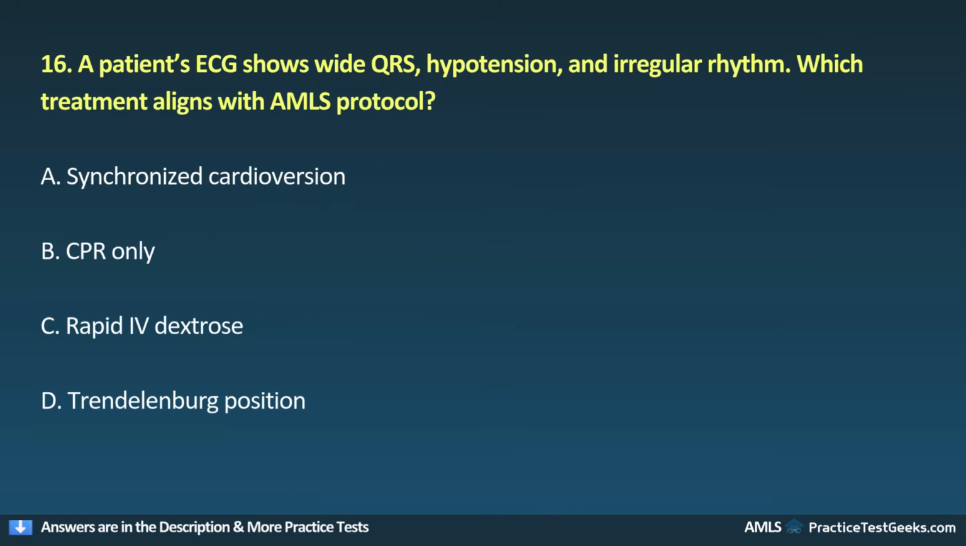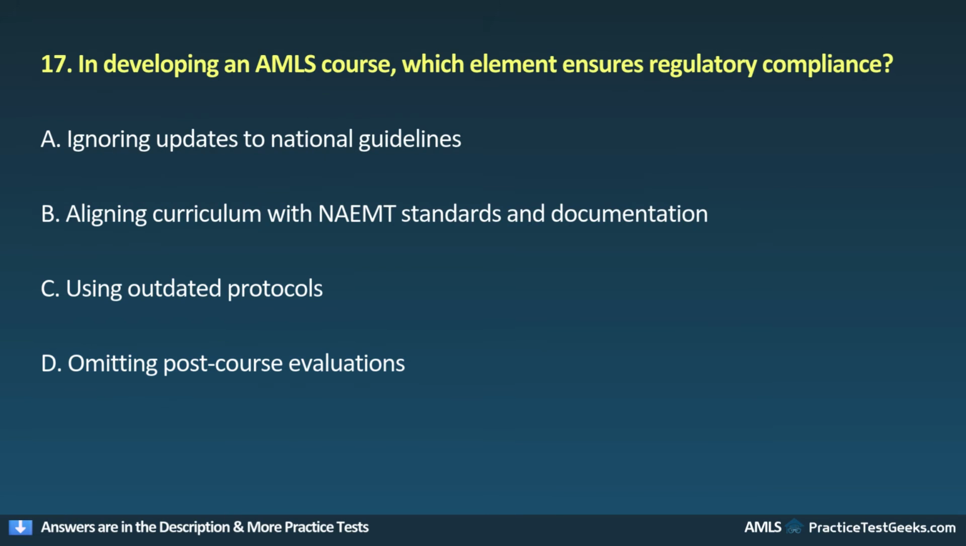16. A patient's ECG shows wide QRS, hypotension, and irregular rhythm. Which treatment aligns with AMLS protocol? A. Synchronized cardioversion. B. Oral only. C. Dextrose. D. Trendelenburg position.